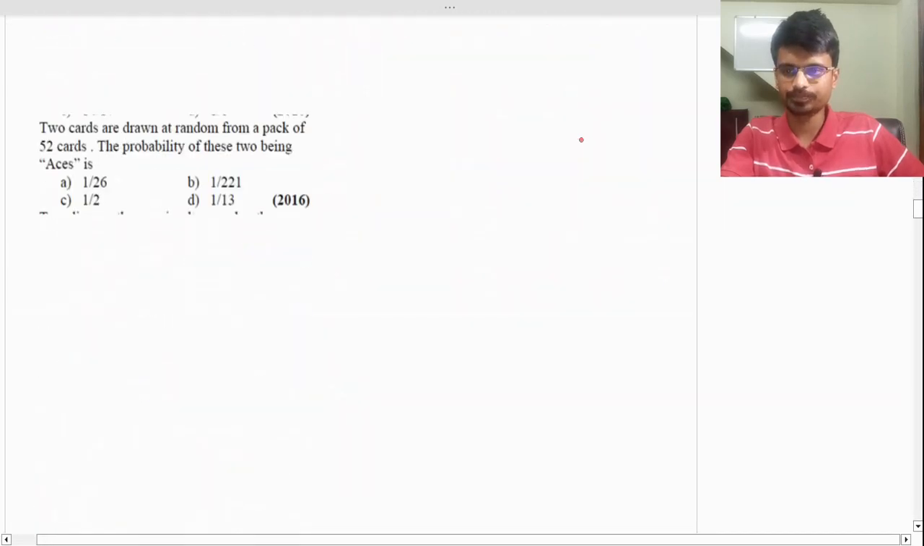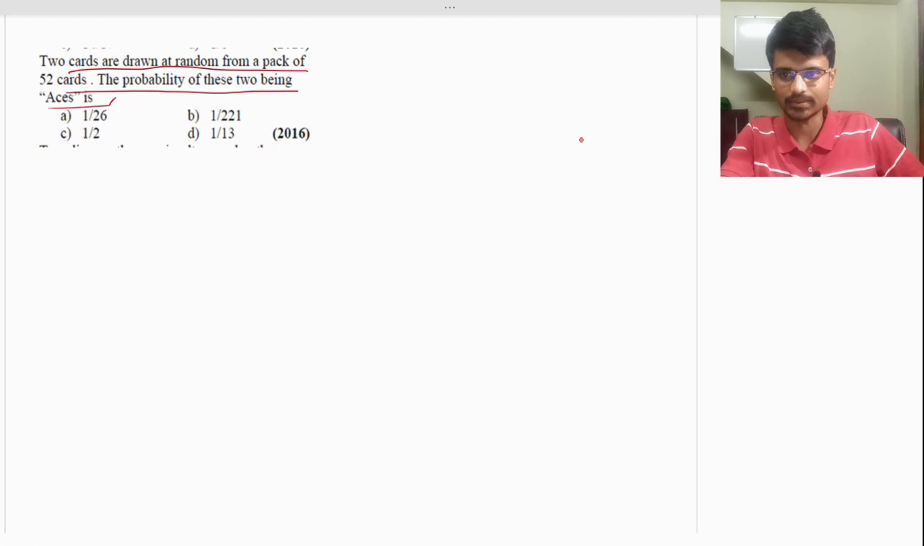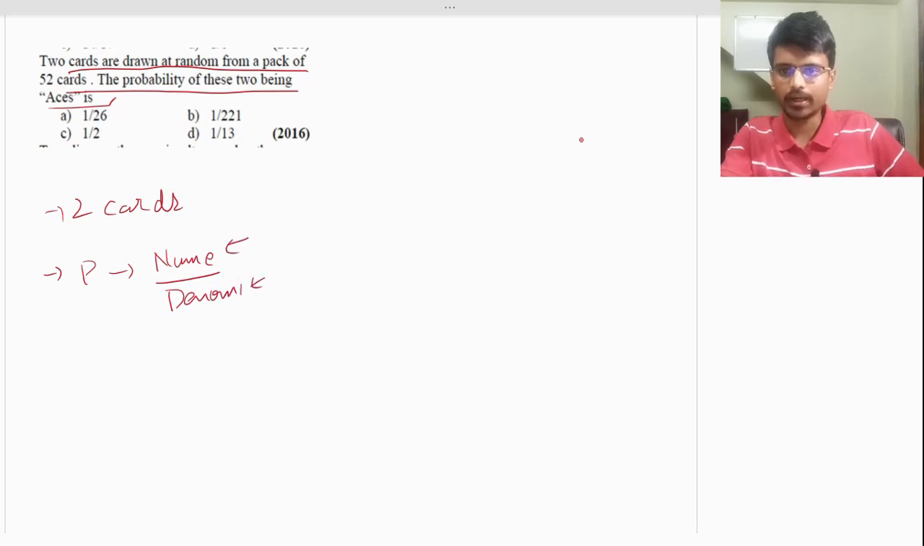Moving on. Two cards are drawn at random from a pack of 52 cards. The probability of these two cards being aces is. So two cards are drawn. For probability, one is a numerator, the other one is a denominator. You have to find them, right? So what is the numerator? That both the cards are aces. How many aces are there? There are only 4 aces, right?